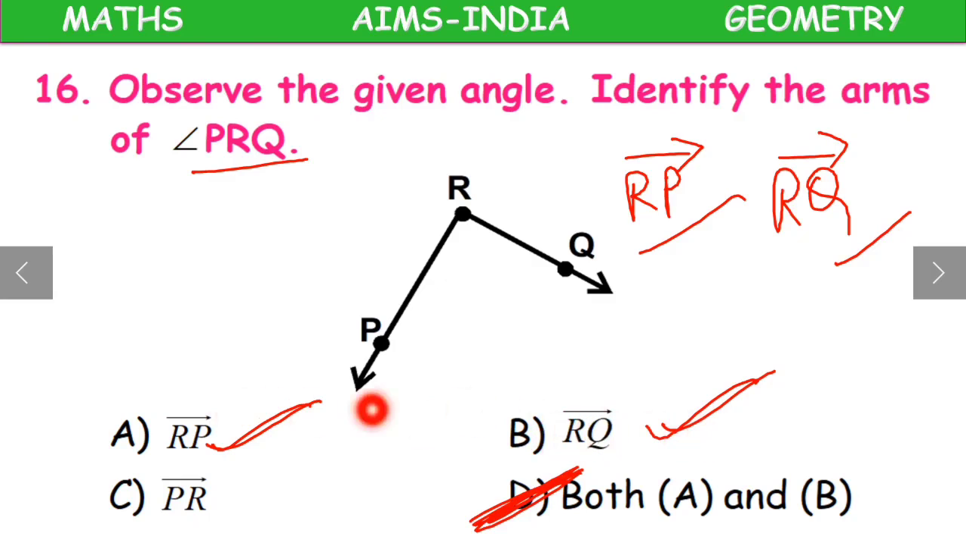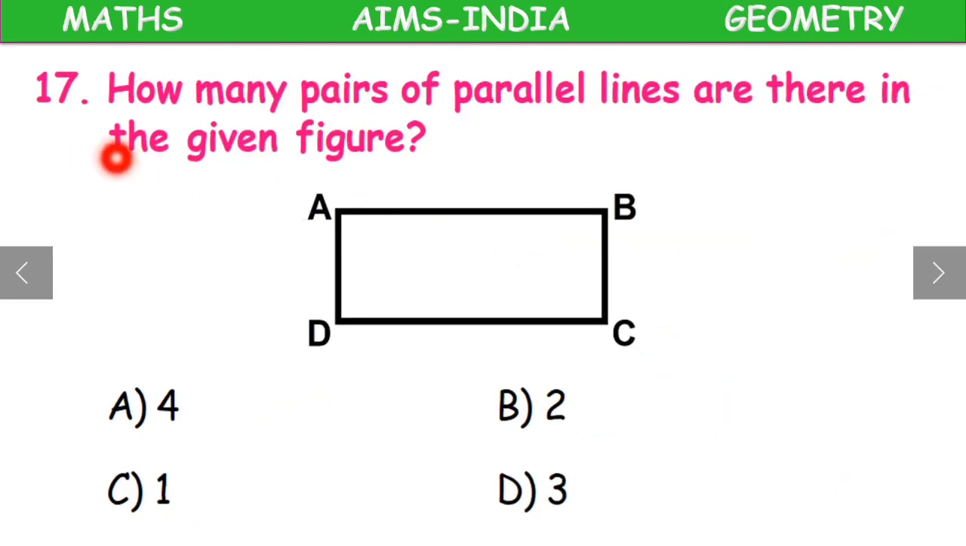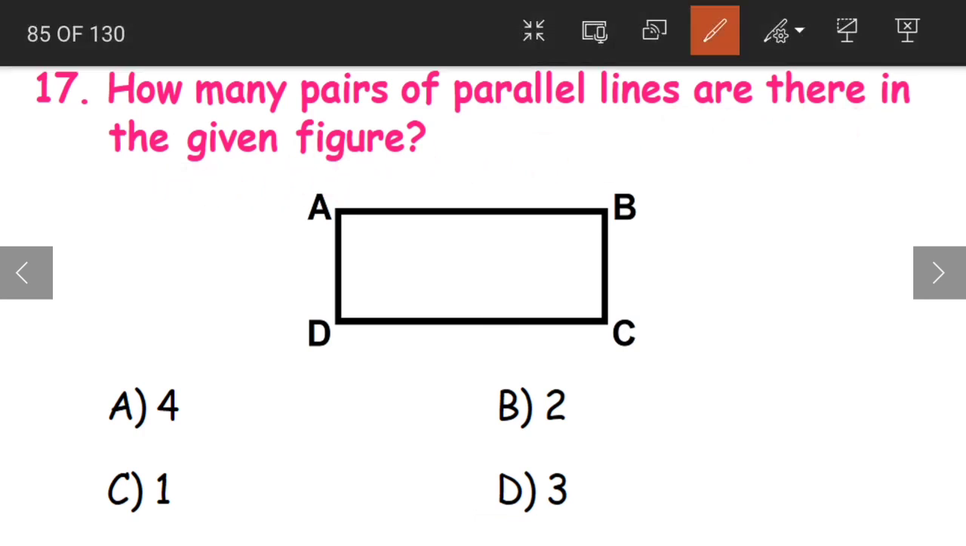Option D. Both A and B are the arms of the given angle. Question 17. How many pairs of parallel lines are there in the given figure? What are parallel lines, children?